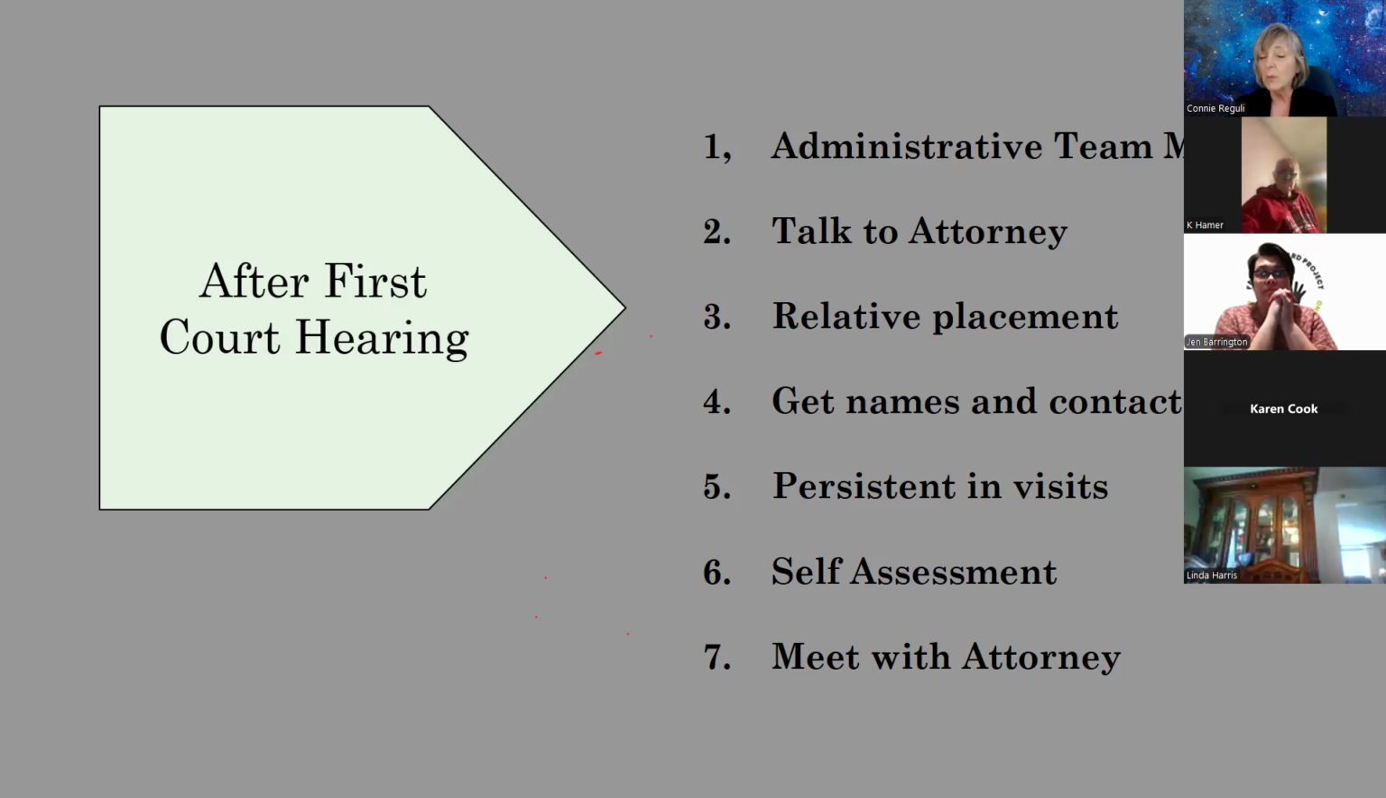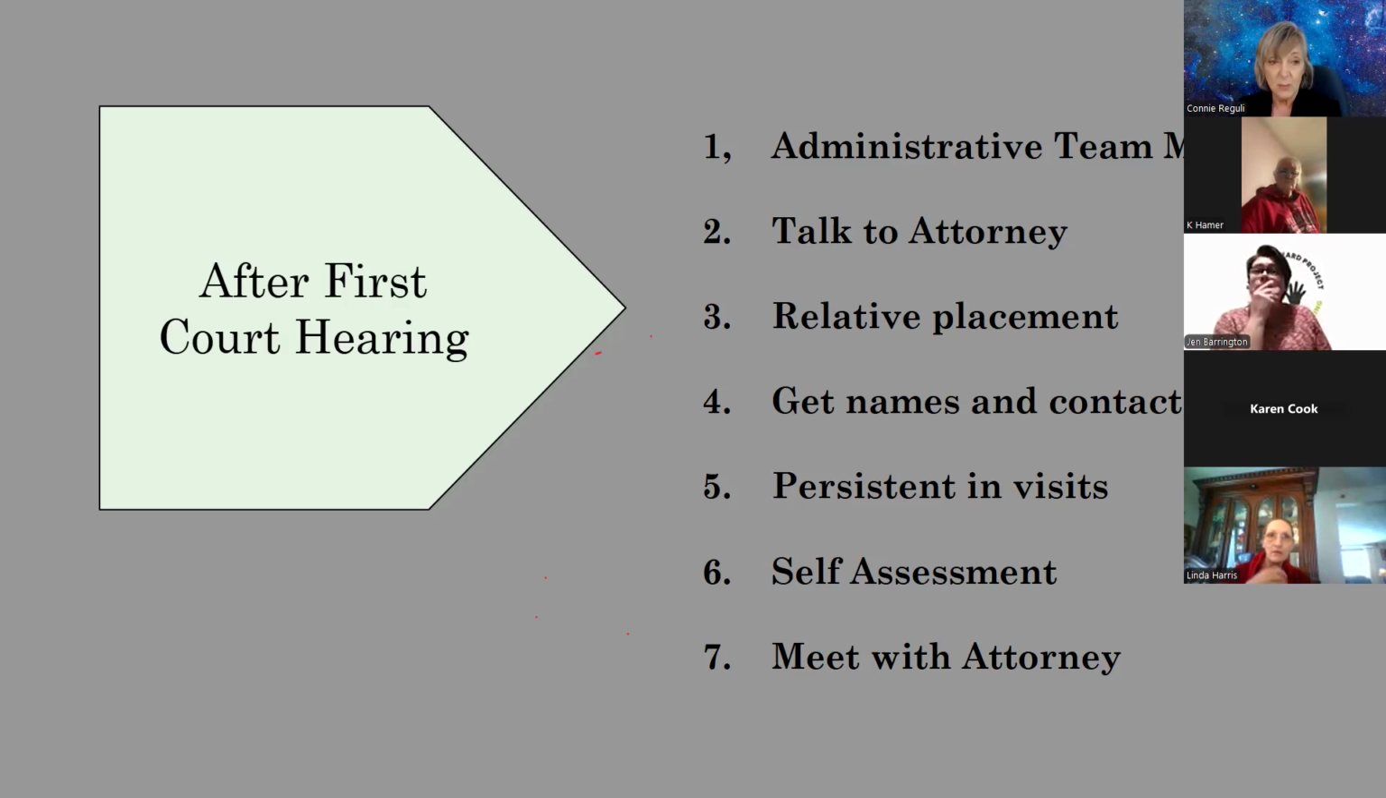This is also a really important time for the parents to do a self-assessment and for an advocate to help them with that. Like, are there some issues here that need to be addressed? Is there domestic violence? What do we need to do? How do we need to adjust that or work with that so it's a non-issue?